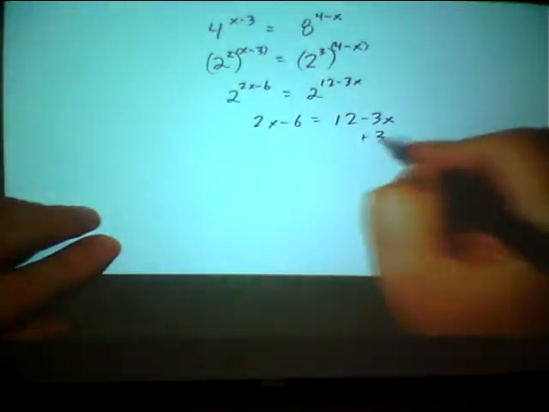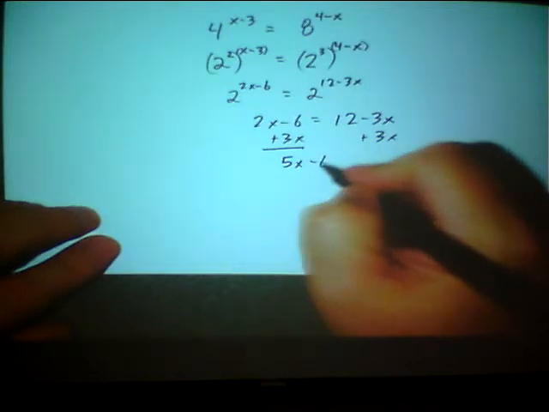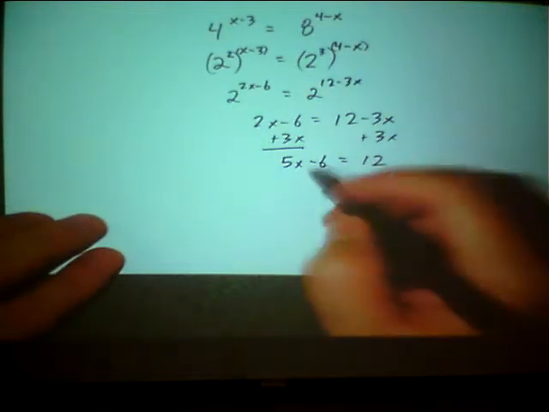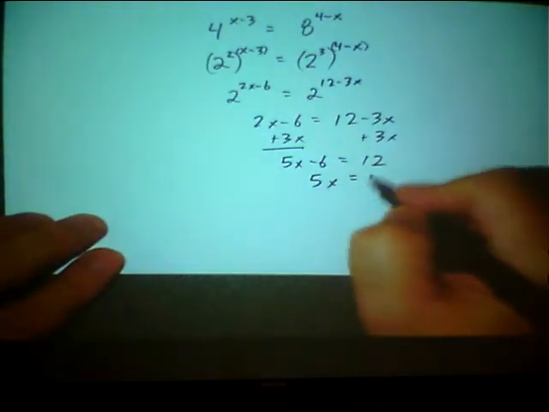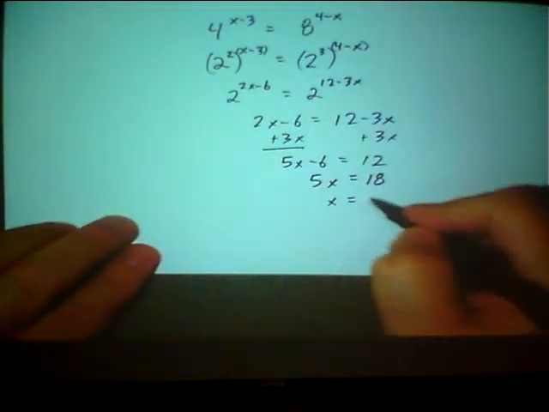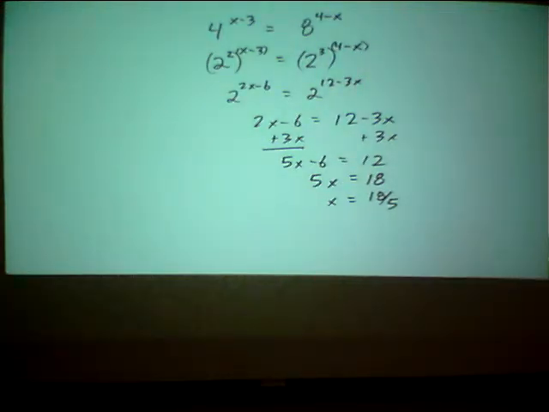I'll go ahead and add 3x to both sides. Get 5x minus 6 equals 12. And then let's add 6 to both sides. 5x equals 18. If I want to solve for x, divide both sides by 5. x equals 18 over 5. Not a very pretty answer, but it is correct. If we wanted to, we could take the time to plug x back into the original equation and it would work. I'm not going to take the time to do that now.